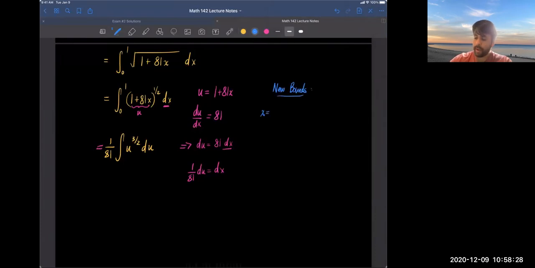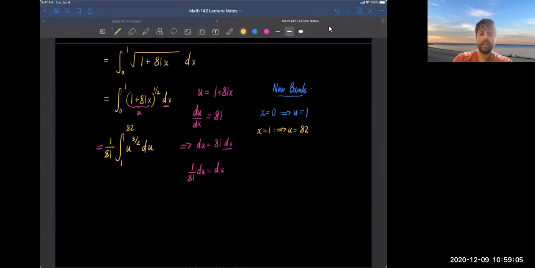So if my first lower bound is 0 when x equals 0, what is going to be the corresponding u value if x equals 0? So if x equals 0, u will be what? 1. Perfect. And thank you, Samantha. You're already on top of it. So this is going to be 1. And then when x equals 1, u will be 82, because I just plug in the 1 into what u would be, right? So I get 1 plus 81, which is 82. So this would be my new integral.